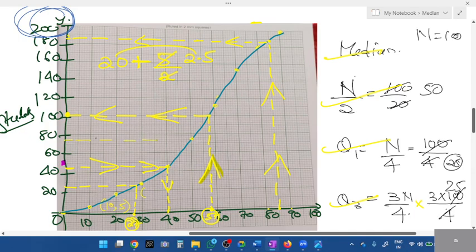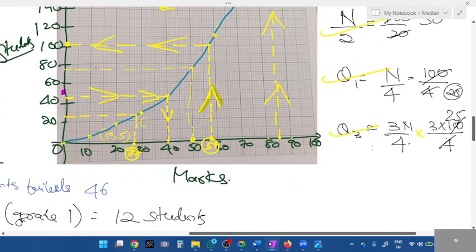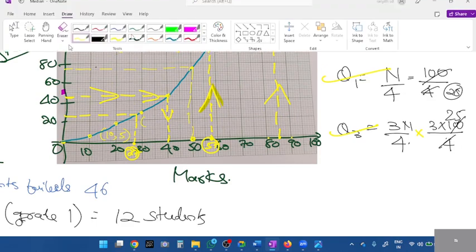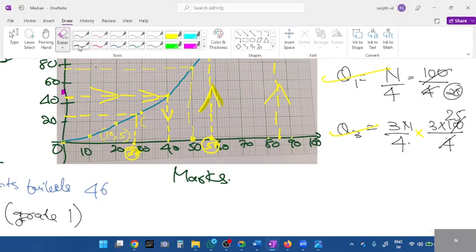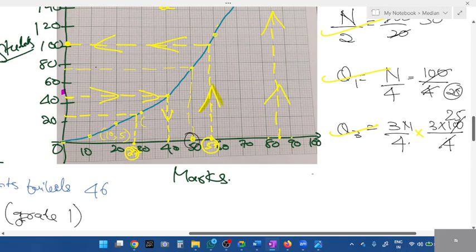All of you will respond. What answer am I getting, students? What's the answer for Q3? Look at the y-axis. Where is it touching? From the y-axis, I'm traveling to the x-axis. Isn't it touching at 50? Almost 50. So Q3 is 50. How much is Q1? Q1 is 25.